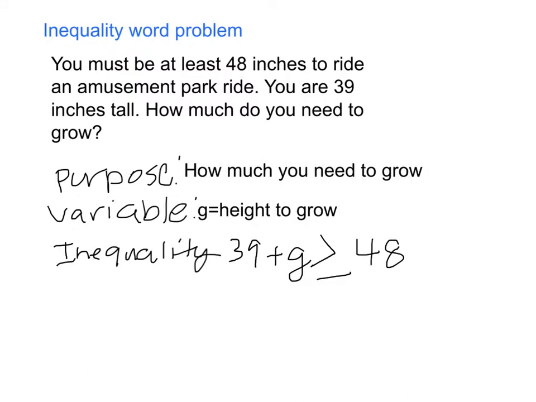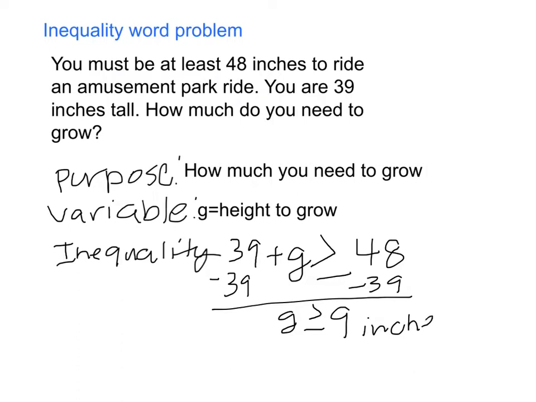And then now we have to solve it, so we would minus 39 from both sides. And we would get g is greater than or equal to 9. So you would have to grow 9 inches. So for this number line, you would have to put a closed circle on 9 and move it to the right.